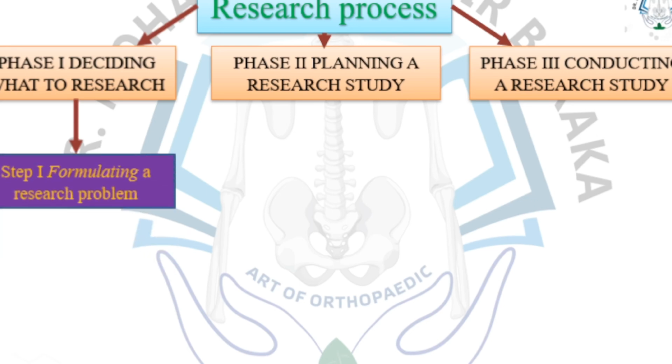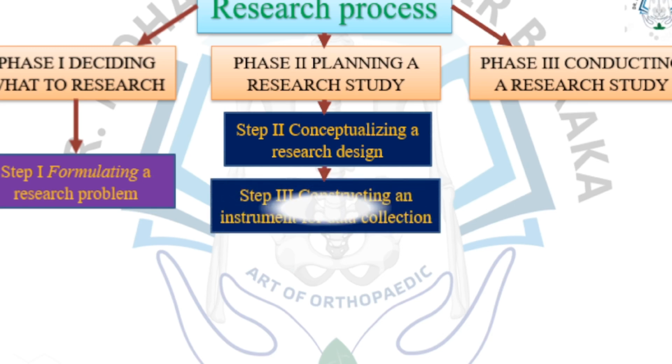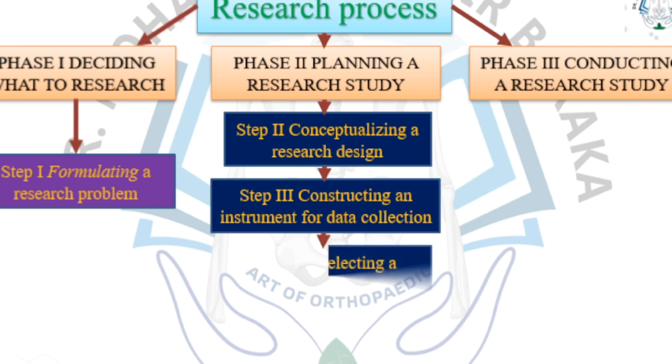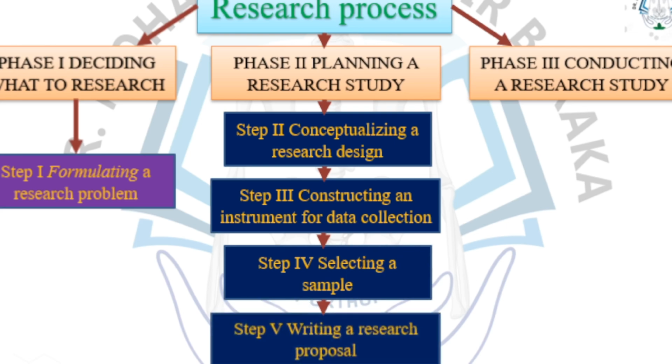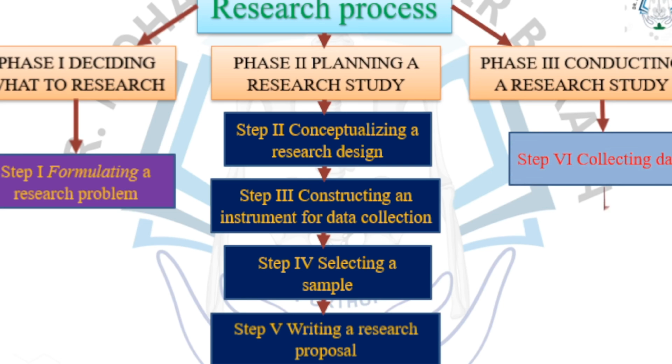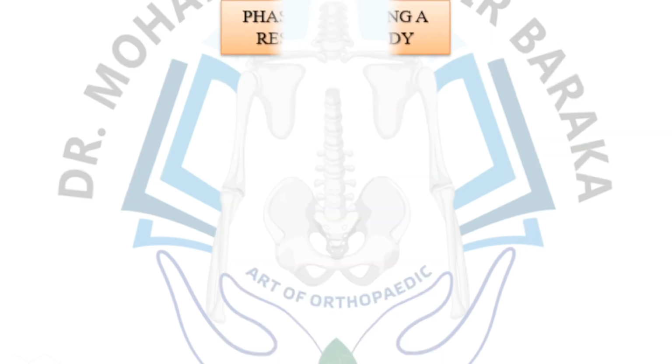have 8 steps for each research. Start by phase 1, deciding what to research. This includes formulating a research problem. In phase 2, planning research study, how to conceptualize the research design. After that, to construct instrument for data collection, then selecting sample. Finally, in phase 2, have to write a research proposal. In phase 3, to conduct a research study, have to collect the data, then to present and process and explain, then analyze this data. Finally, to write research report and publication.